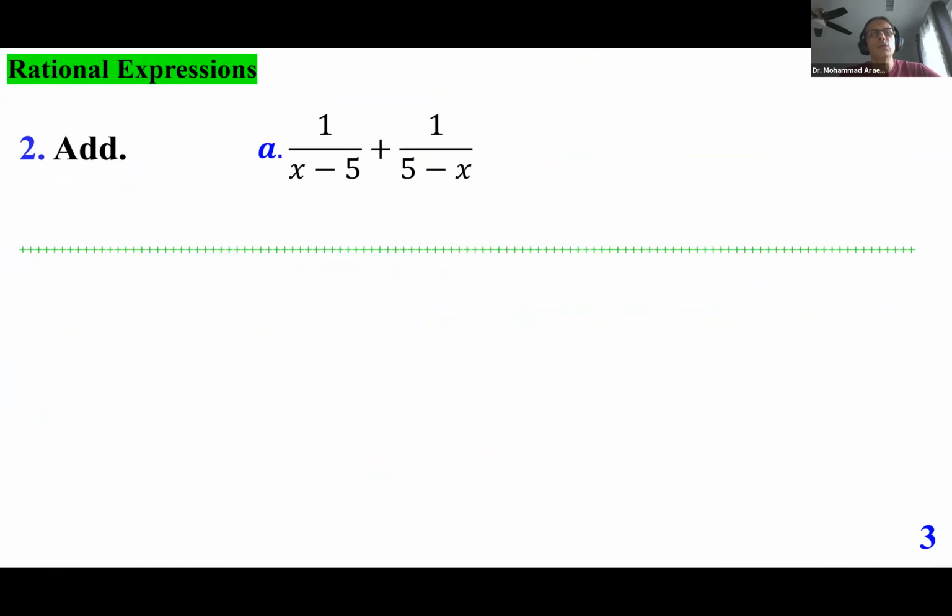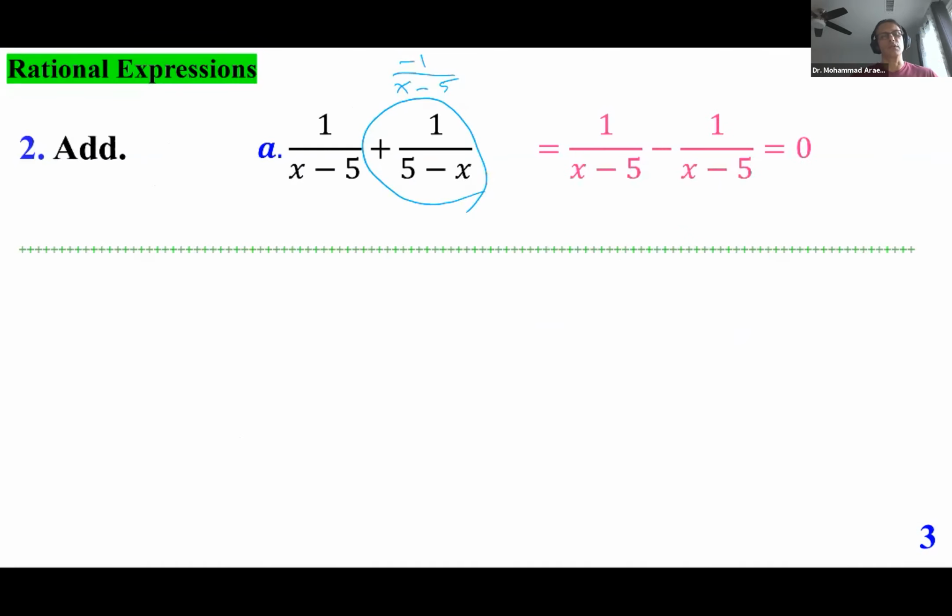In order to add, we should always come up with an LCD. If the denominators are opposites, you keep one of them as the least common denominator. So if we keep x minus 5 as the common denominator, it's important to know this is the same as minus 1 over x minus 5. Therefore, the answer becomes 0. So when the denominators are opposites, just keep one of them as the LCD.